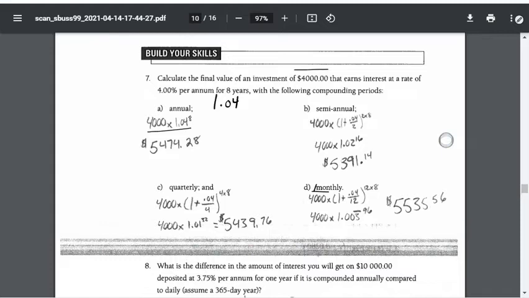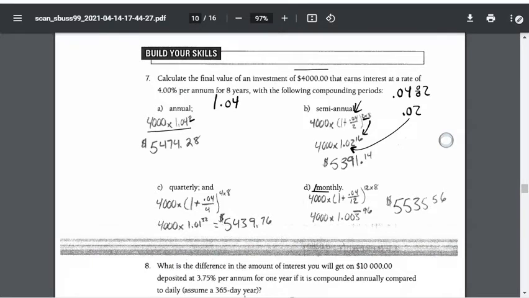The difference here in semi-annually, the way that I do it is I attack this first, that little fraction. So I go 0.04, and I'm going to divide it by 2 because it's happening twice a year. And that ended up being 0.02, which is why this is 1.02. So it's 4,000 times 1.02, and now instead of it being to the power of 8, if it's happening twice a year for 8 years, 2 times 8, that's what gives you your 16, because you actually compound it 16 times. Okay, and you end up with that value.